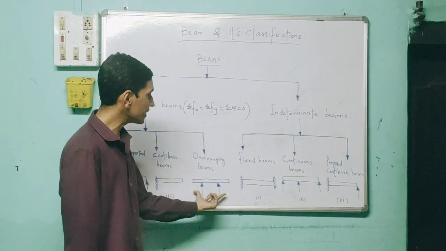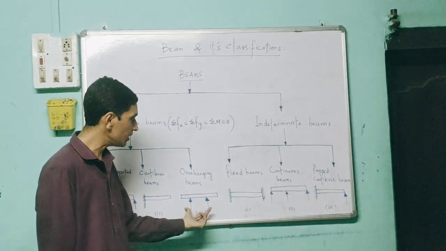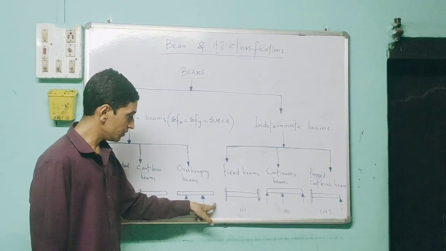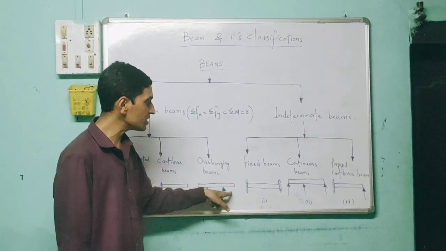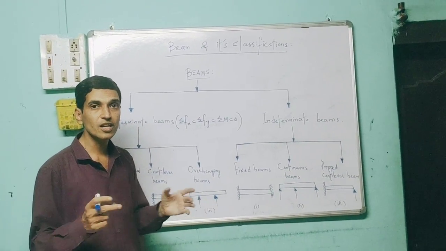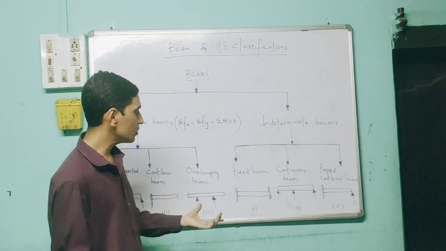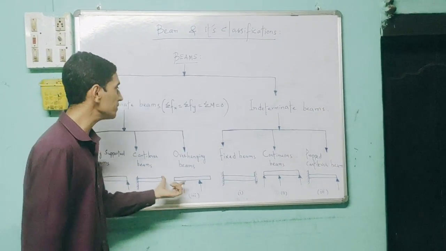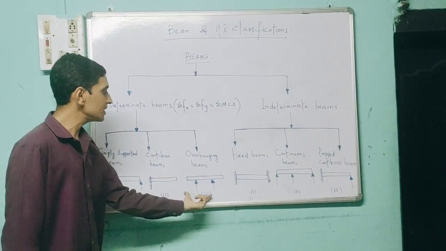Here is one of the types of overhanging beam that I have shown here. There are two portions of the beam which are overhanging. Look here, both the ends of the beam are overhanging. That means they are extended beyond the support level, so those portions of the beam are called overhanging. The total length of the beam is known as simply supported with double overhanging.